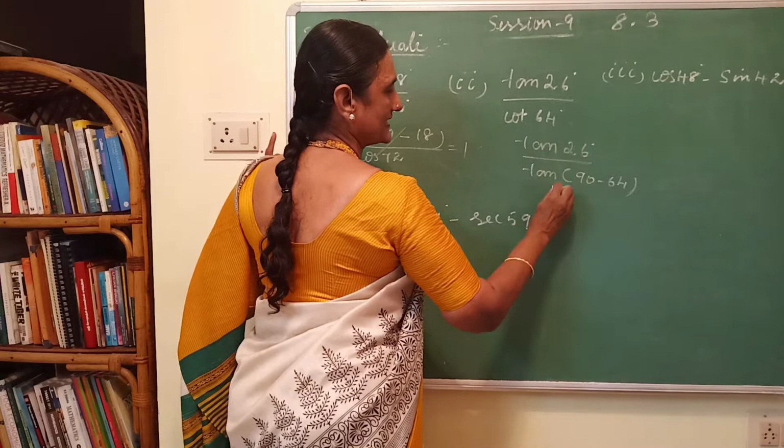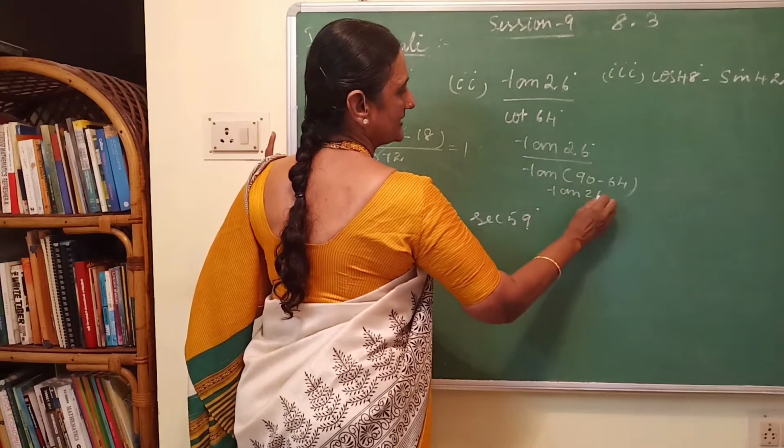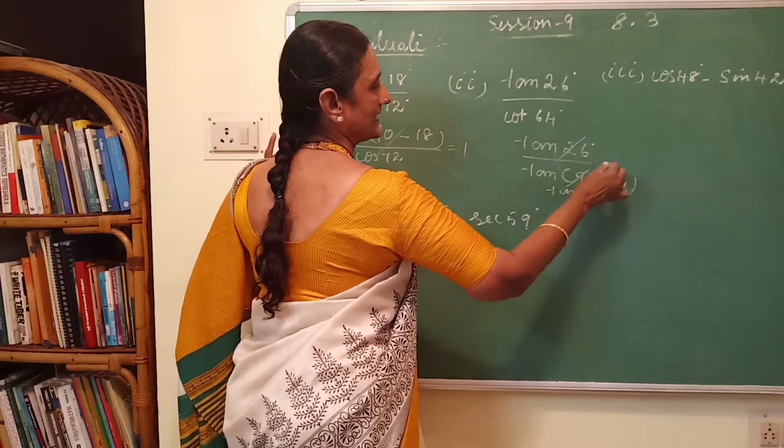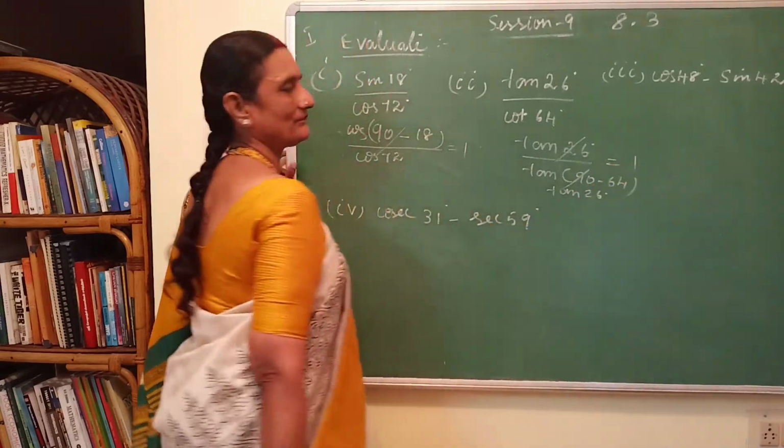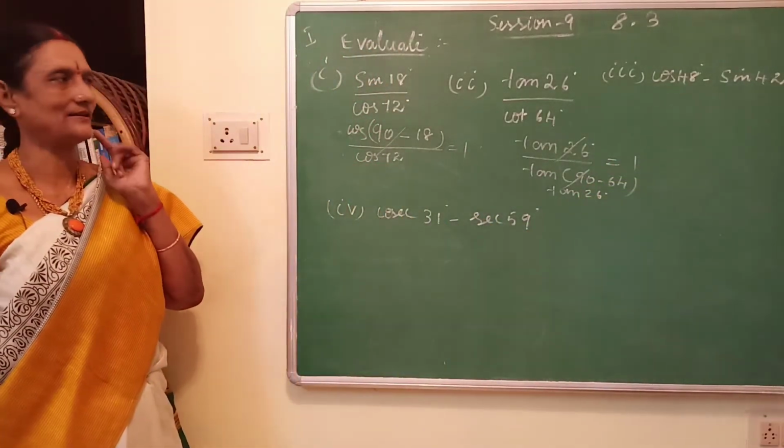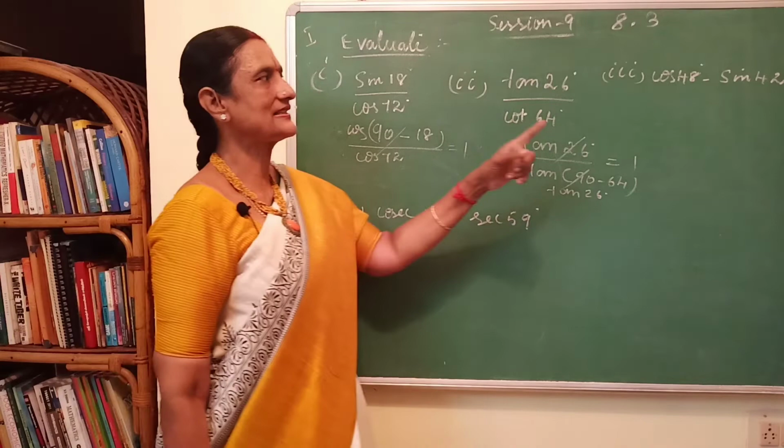So tan 26 here and tan 26 here, they both will get cancelled, giving you the answer 1. So that is the second sum. Now look at the third sum.